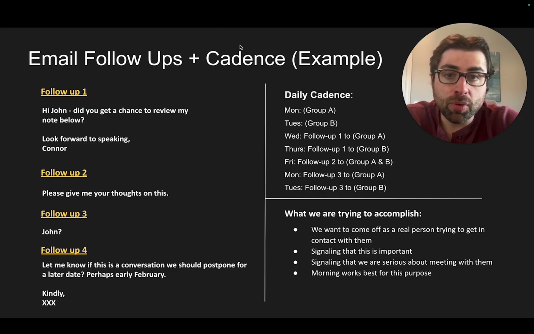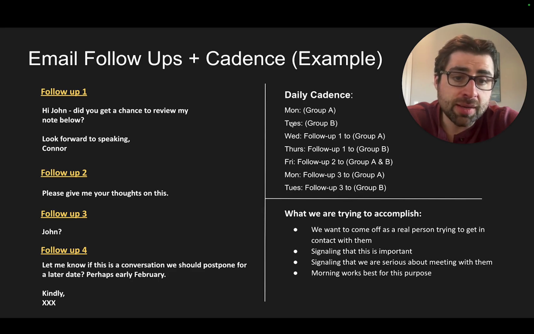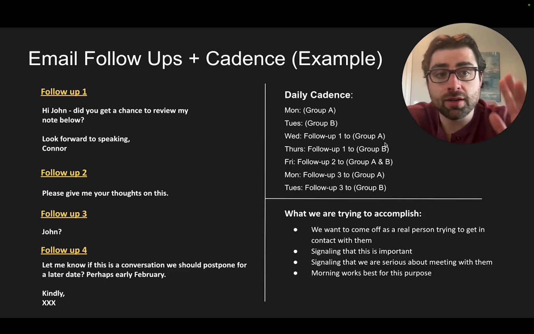Now, a way to do this, you can pause and look at it. Just to keep it simple, the cadence I use is an every other day cadence. Remember, I like to send them within 48 hours. So if I email a group of people on Monday, I'll email a group of different people on Tuesday morning. Wednesday morning, the first thing I do, I'll take this first follow-up, copy and paste it, and send it to everyone in group A.